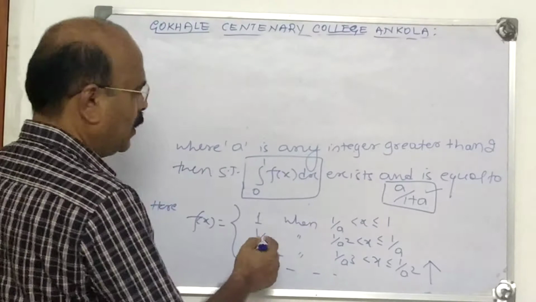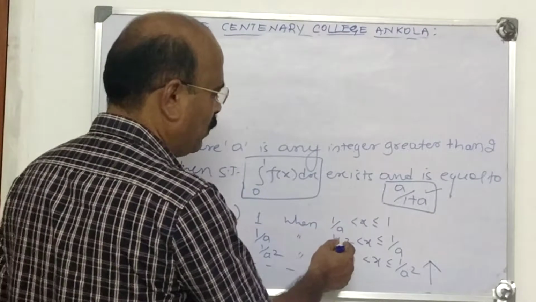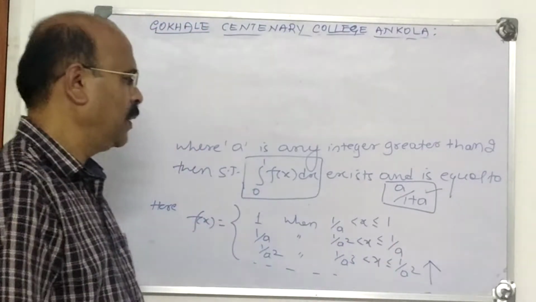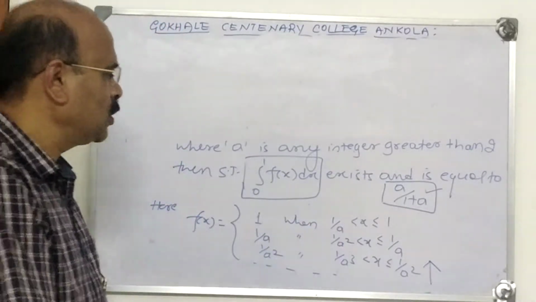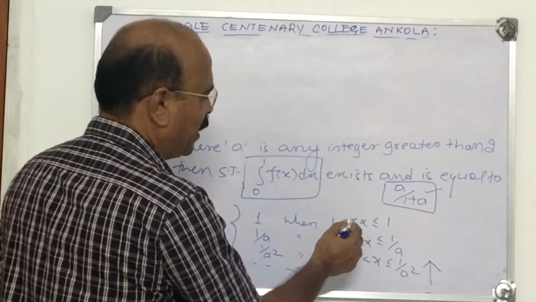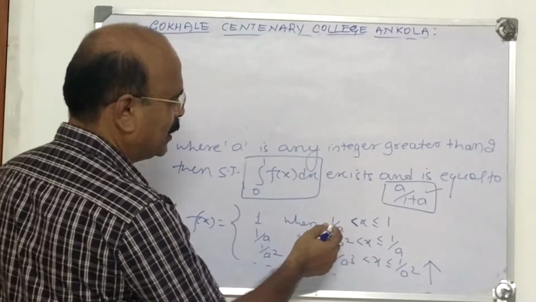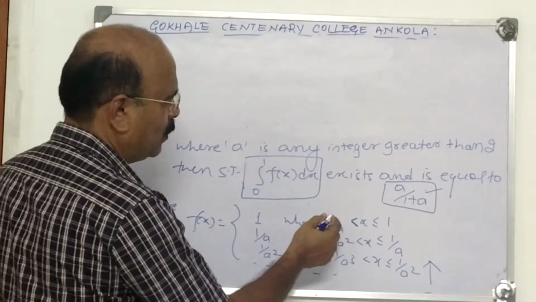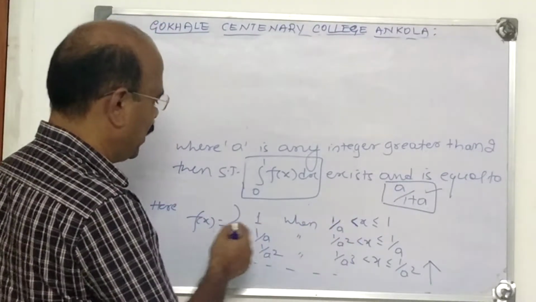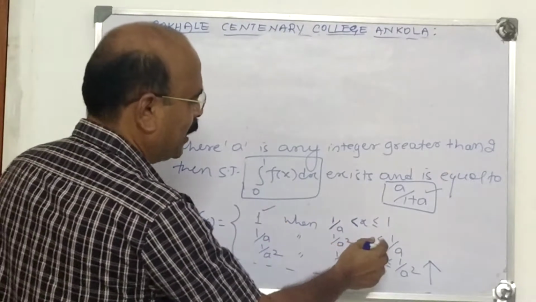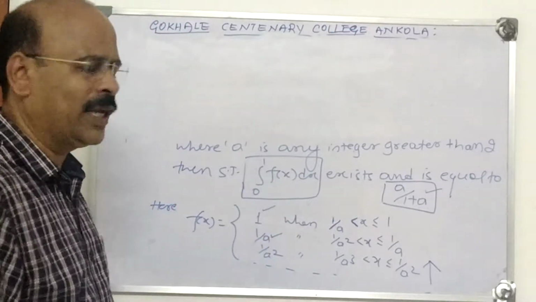Second thing is, f(x) is discontinuous at these points. What are they? 1 upon a, 1 upon a square, 1 upon a cube, and so on. Why is f(x) discontinuous at 1 upon a? Because for the left hand limit we take the value of f(x) defined for x less than 1 upon a. When x is less than 1 upon a, f(x) is 1. When x is greater than or equal to 1 upon a, f(x) becomes 1 upon a.